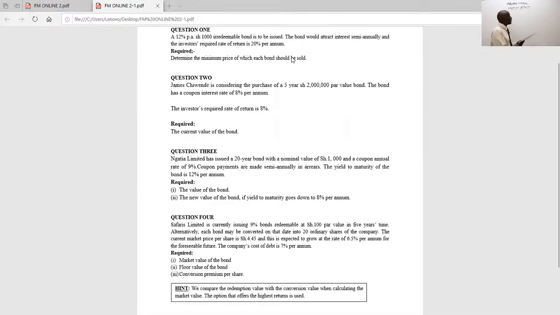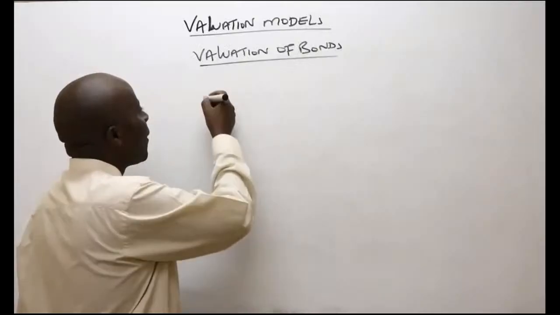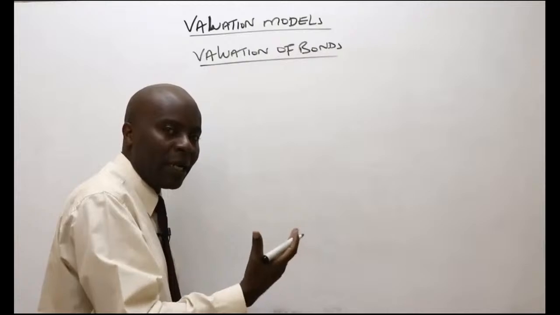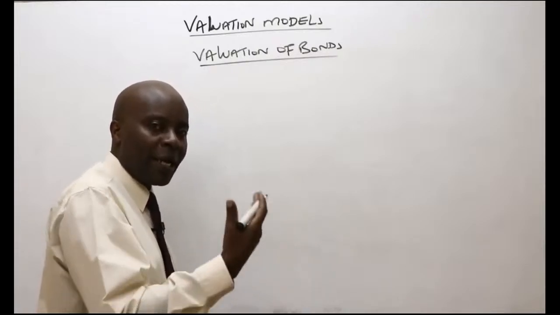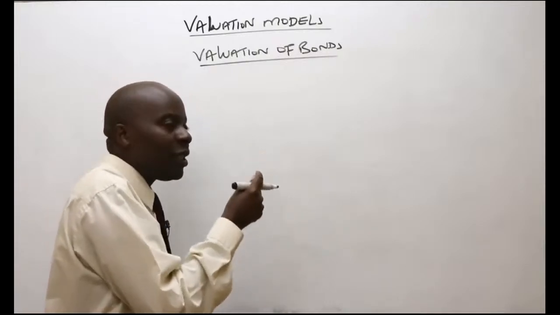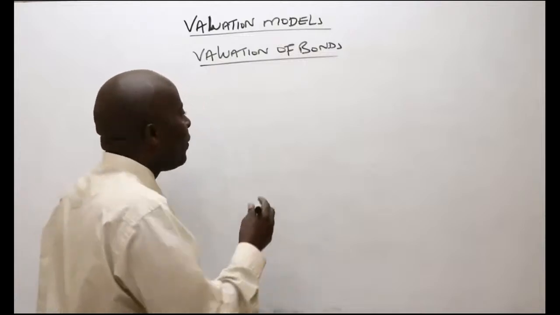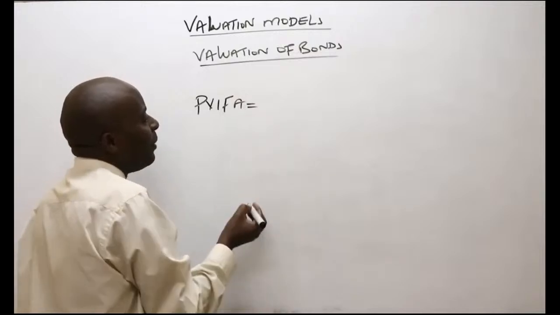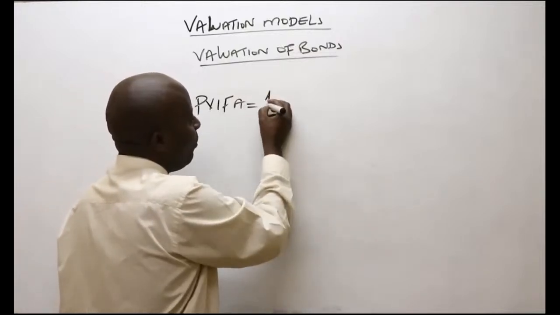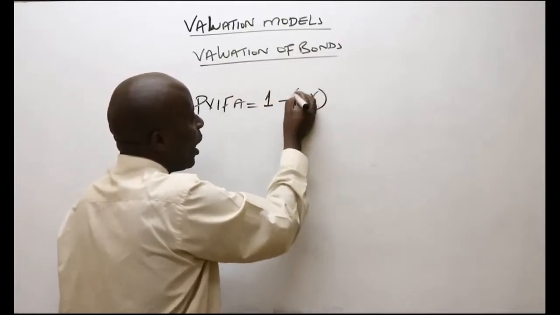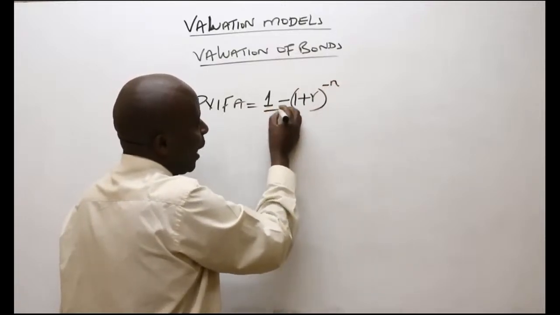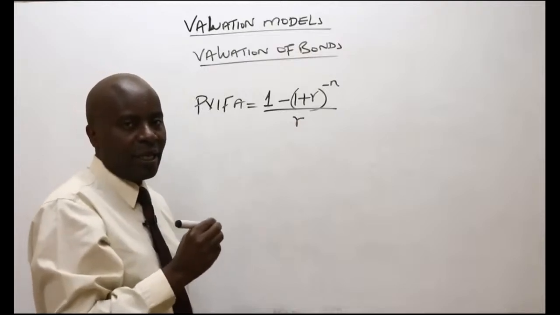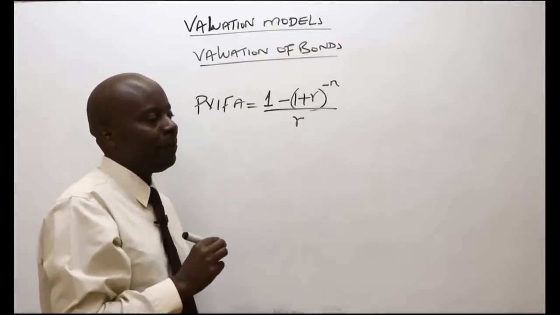Ladies and gentlemen, the key thing is for us to remember that if this bond will be paying interest on a per annum basis, it means that this interest will be an annuity. And if it is an annuity, I have to remember the P-VIFA formula, where P-VIFA will be 1 minus 1 plus R raised to negative n, everything to be divided by R.